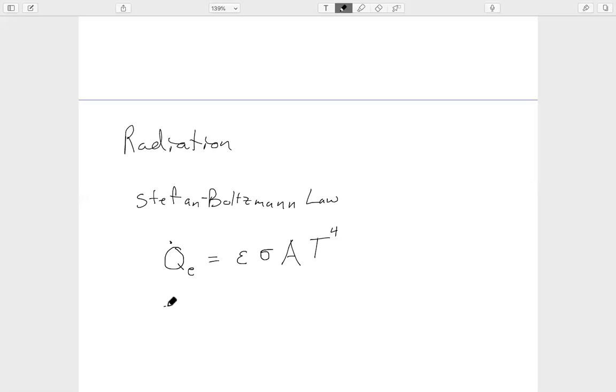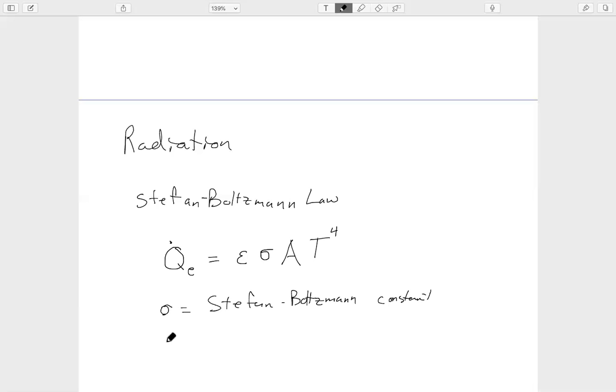Sigma is the Stefan-Boltzmann constant. It has a numerical value. If we need it, I can't remember if we need it this semester, but if we do, it's just in the book. Drawing a blank off the top of my head.